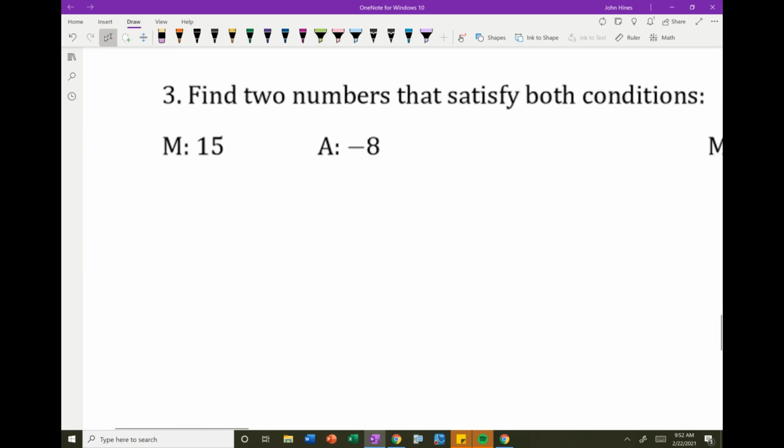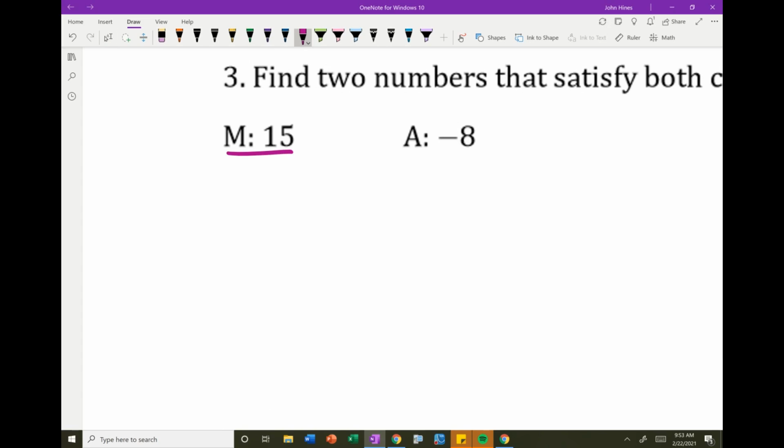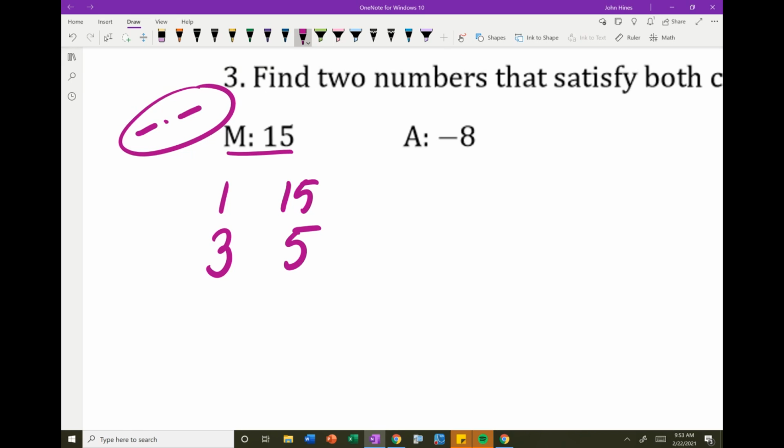Last set here, and then I'll let you guys go. Find me two numbers that satisfy these conditions. Who multiplies to 15? Well, again, positive 15. That means I don't have opposite signs. I don't have a positive and a negative. 1 and 15, 3 and 5. Well, how do I add to a negative number if I multiply to a positive number? I need to add to a negative. Oh, two negatives multiply to a positive. Two negatives. So you've got to be careful.